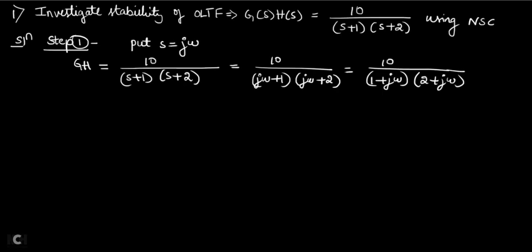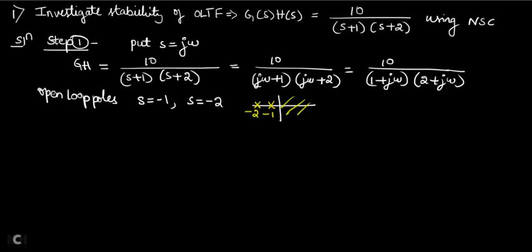After this first step, identify how many open loop poles there are. The denominator of the open loop transfer function, equate it to 0, then you will get the open loop poles. s equal to minus 1 and s equal to minus 2. Are there any poles present on the right hand side? One pole is present at minus 1 and another at minus 2. No poles are on the right hand side. Therefore capital P is equal to 0.